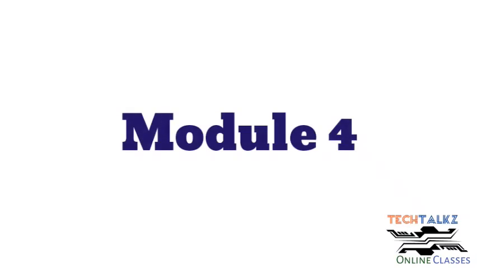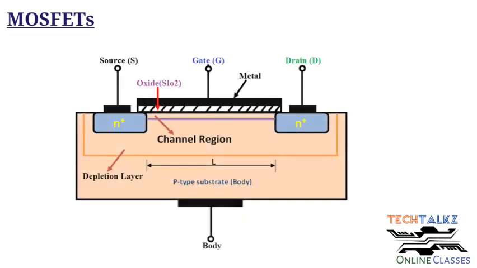Dear students, today we are starting the fourth module. In this module, we will learn about two-dimensional electronic systems like 2D MOSFETs, heterostructures, quantum wells, modulation doped quantum wells, etc. And today we are going to cover MOSFETs and their energy band diagrams.